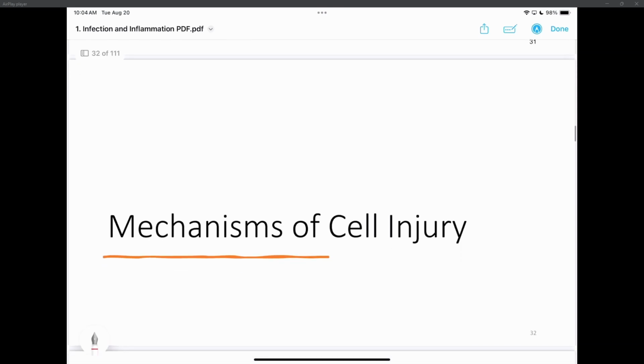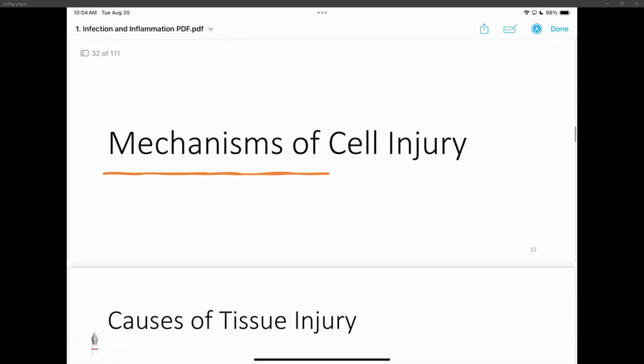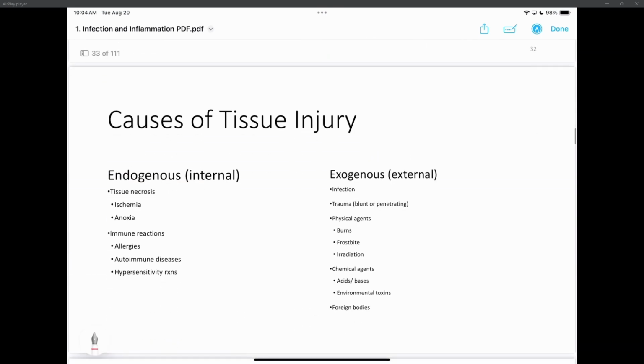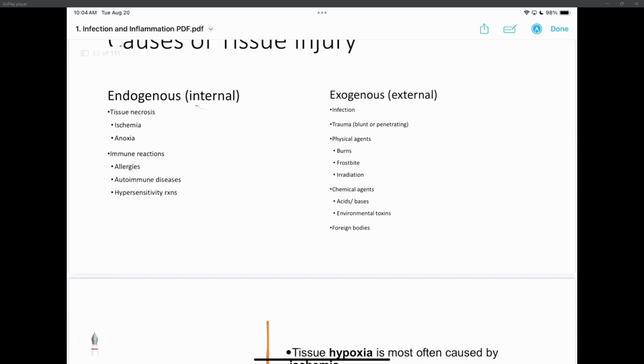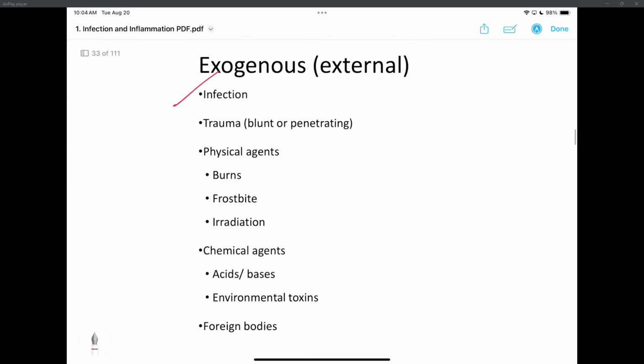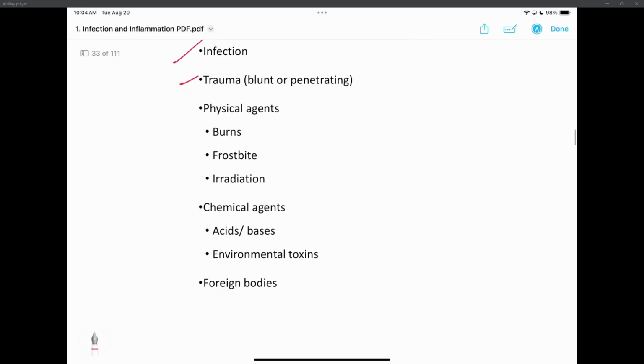Any questions about cell death? What happens when cells die? Okay, mechanisms of cell injury. How do cells get injured? We have two different ways: internal and external. Here's your tissue necrosis. Immune reactions are internal causes of injury. For the external ones, obviously, infection is going to be there. Trauma can cause cell death. Physical agents include burns, frostbite, and irradiation. Chemical agents, like chemical burns, cause injury to cells, and obviously foreign bodies.